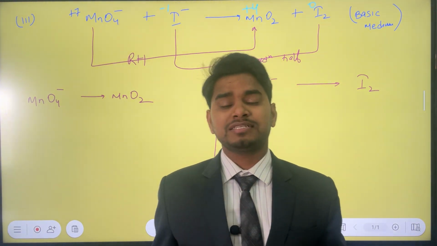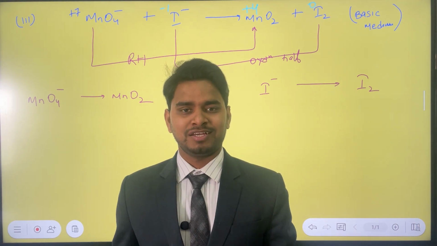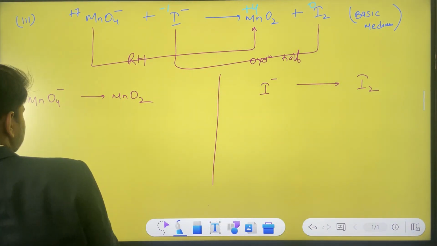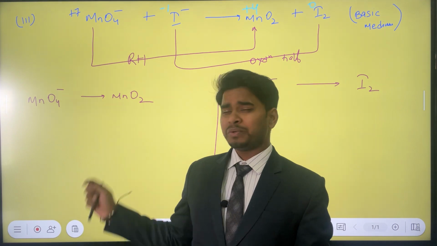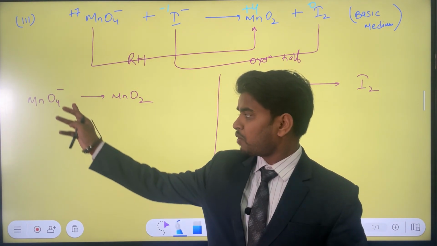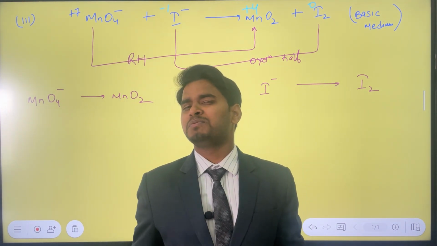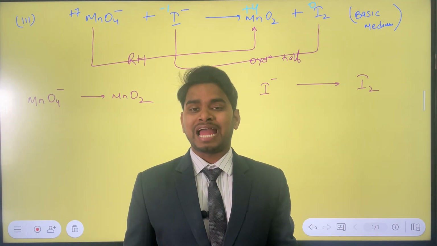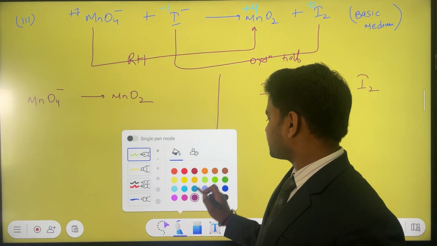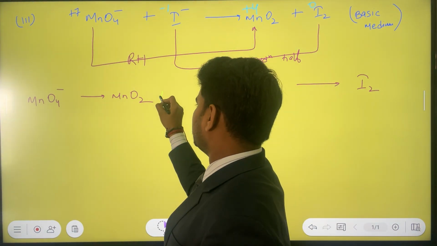Now what exactly do we do after this? The first step is to balance all the atoms except hydrogen and oxygen. Let's see the left side first. Manganese on the left side we have 1, on the right side we have 1. Do we need to balance manganese? No, it's already balanced. The second thing is oxygen. Here we have 4 oxygen, here we have 2 oxygen. So we have to balance oxygen, and we do that by adding H2O. We require 2 more oxygen, so we will add 2 H2O.